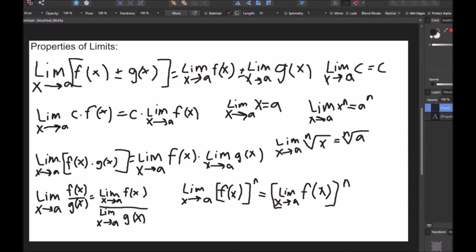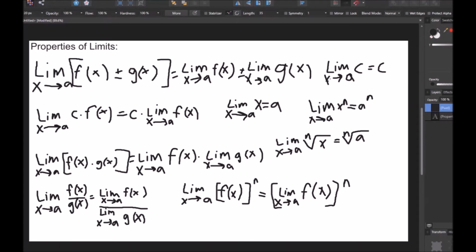Then we have the product rule, or the product property. It says the limit as x approaches a of f of x times g of x is the limit as x approaches a of f of x times the limit as x approaches a of g of x, which is similar to the sum and difference rule. This just says that the limit of the products is the product of the limits. Then we have the quotient property, which says that the limit as x approaches a of f of x over g of x is the limit as x approaches a of f of x over the limit as x approaches a of g of x, which is basically saying that the limit of the quotient is the quotient of the limits. So you can see a pattern emerging here.